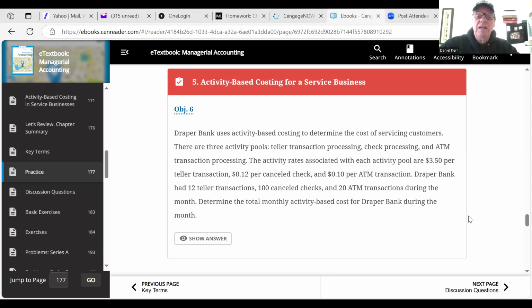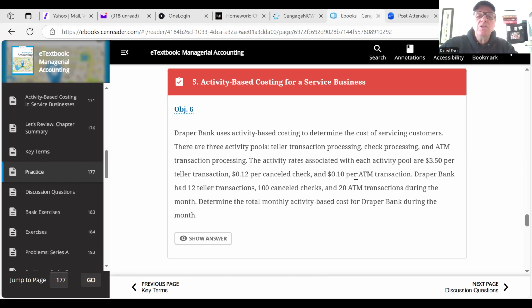So you've got some level of activity. They gave you the rate, so we know it's $3.50 per teller transaction. We know the check processing is 12 cents per canceled check. And we know the ATM, and you can see why banks want us to use ATMs, it's much cheaper. The ATM cost here is 10 cents. So using that information, come up with the total amount that the bank is going to allocate, the total cost for teller processing, check processing, and ATM processing. So come up with the total cost.